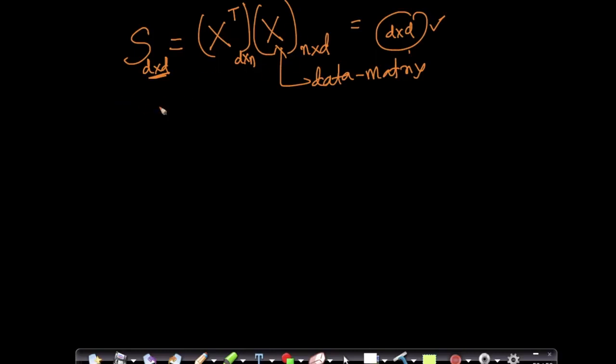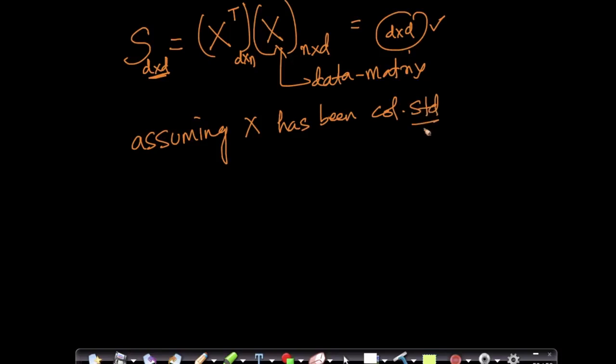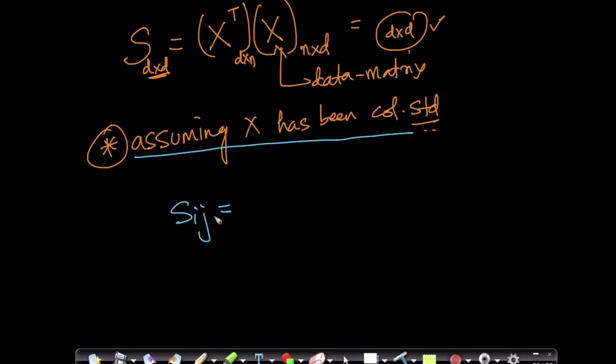Here I'm assuming that X has been column standardized. This is a very important assumption that we cannot rule out. So let's see what Sij is. What is Sij supposed to be? It is the covariance of feature i and feature j. Oh, sorry, I need to put a 1 by n here. I forgot that.